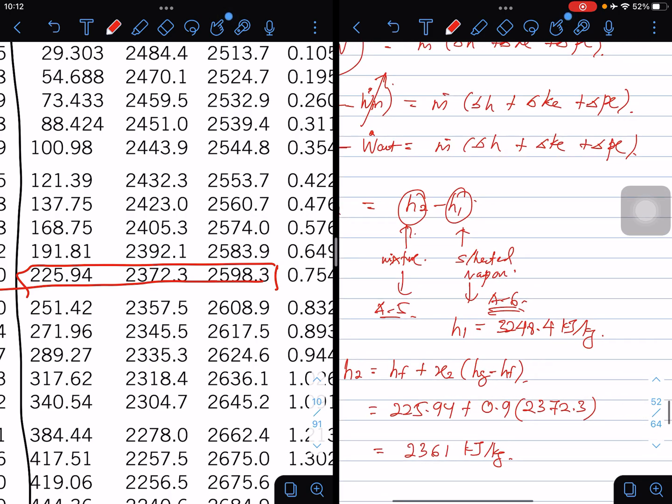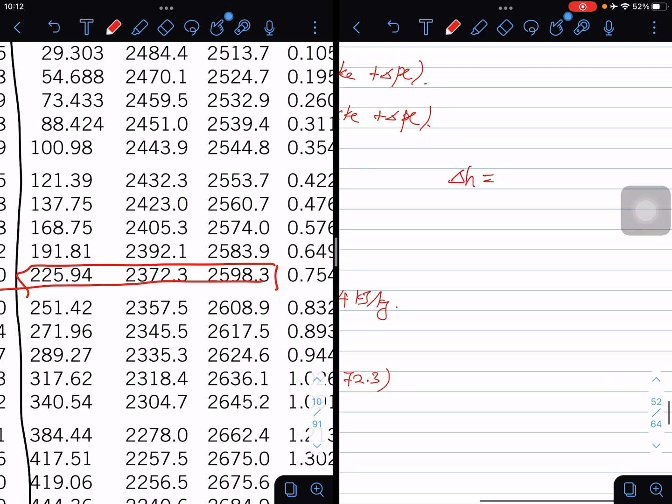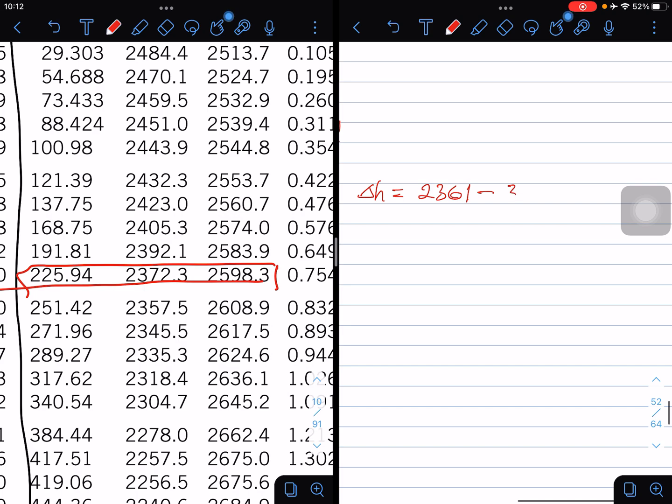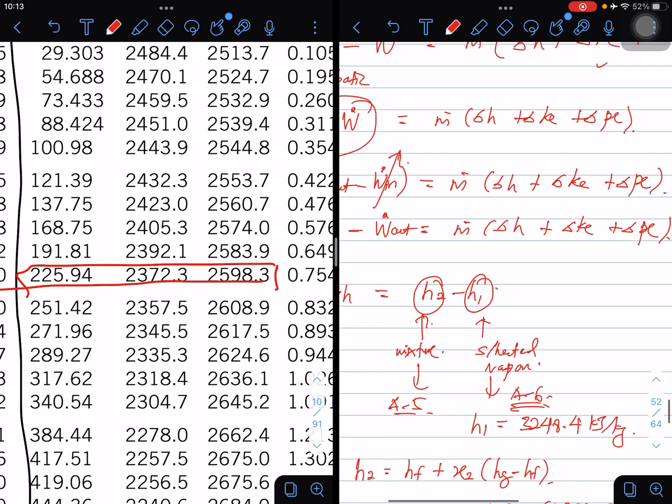Okay, so the delta H here will be equal to H2 minus H1, which is 2361 minus H1, which is 3248.4. So this is equal to negative 887.4, and make sure that your unit is in kilojoule per kilogram. Since this is a small h, all of these terms are basically in kilojoule per kilogram. Then if you multiply with m dot, you will get the unit in kilowatt on the left side here.